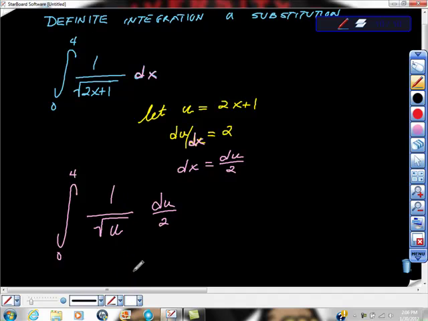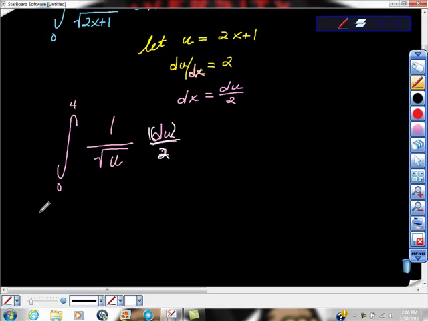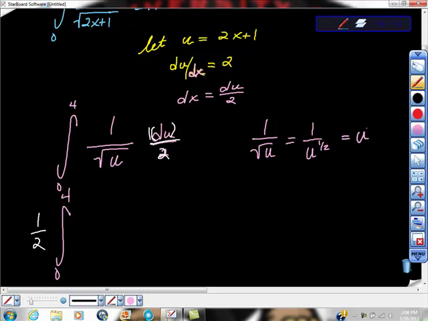Now I'm asking you to buy this, that du over 2 is the same as 1/2 times du, isn't it? That 1/2 is called a constant multiplier and can be brought out. So there's your 1/2 right there. Here's your definite integral from 0 to 4. Right? We also, hopefully, can agree that 1 over square root of u is the same as 1 over u to the 1/2 power, right? And we know if we have an exponent in the denominator, it comes up as a negative exponent, right? So we have u to the negative 1/2 power. So we end up with u to the negative 1/2 power times du.